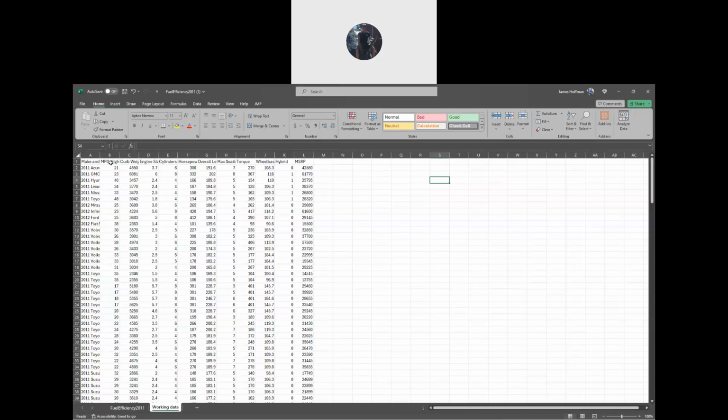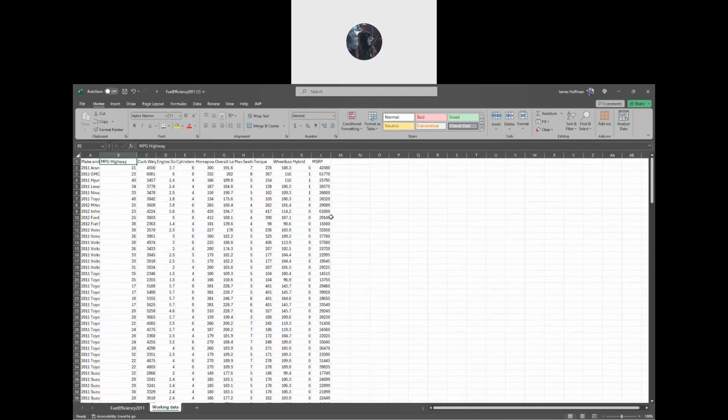Okay, so now let's run a regression where this is the y variable as a function of curb weight, engine size, cylinders, horsepower, overall length, max seating capacity, torque, wheelbase, hybrid, which is now 1s and 0s. Which one is the Y? MPG highway. This one. Right?